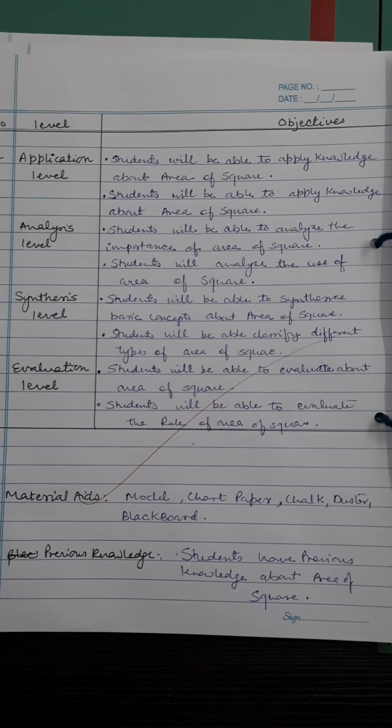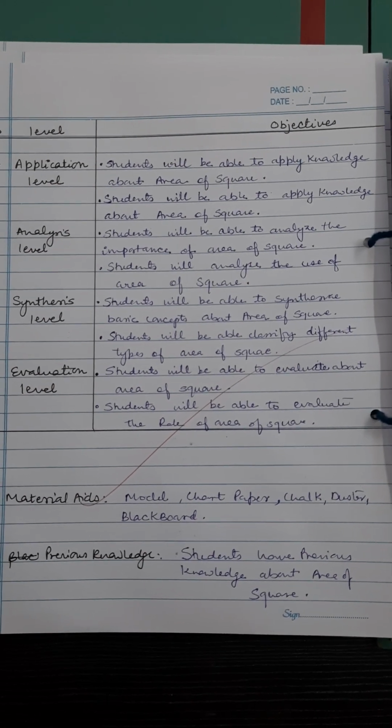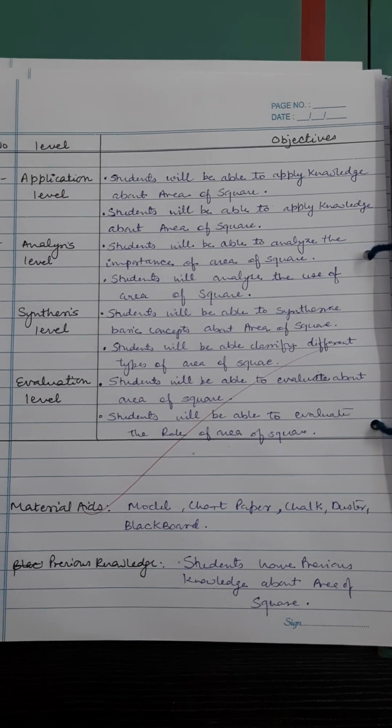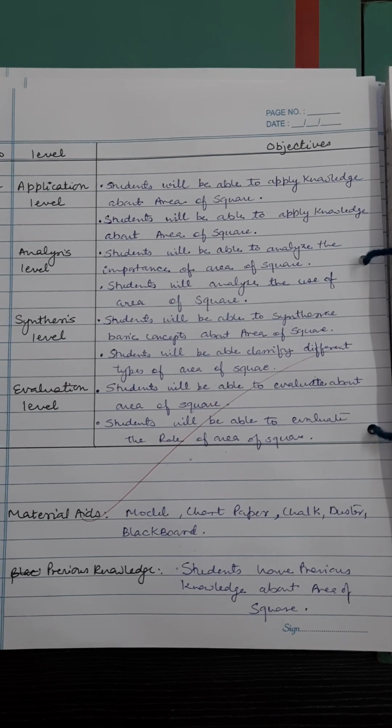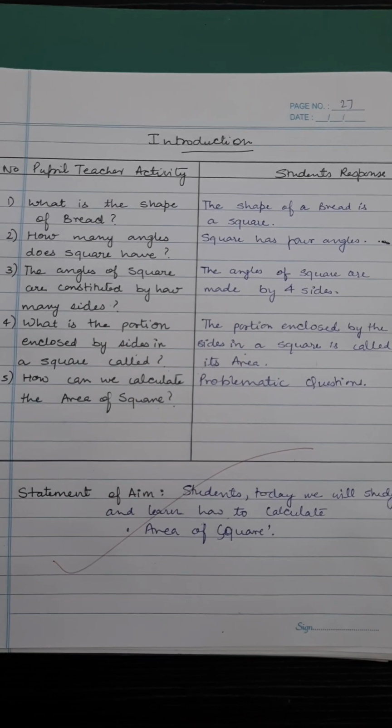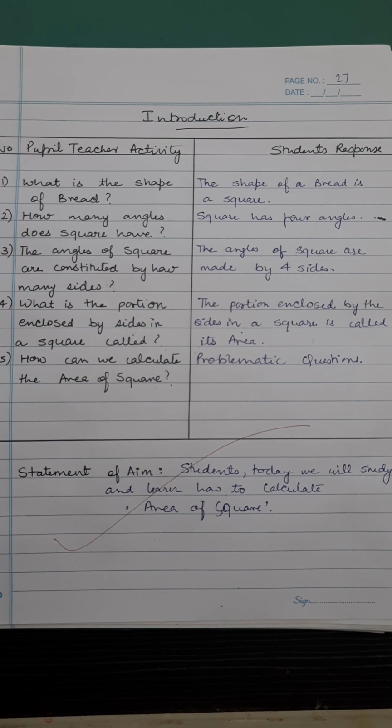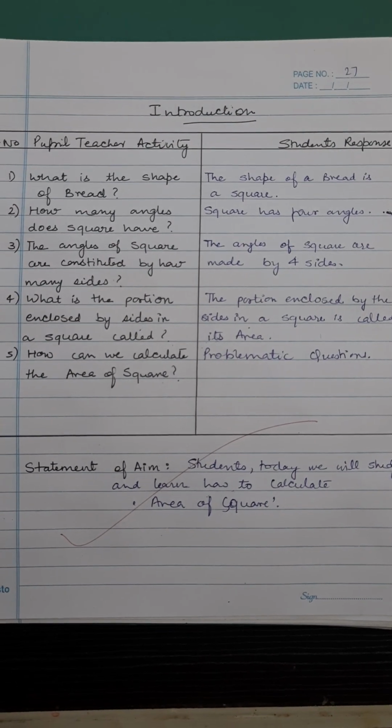Then material aid. Material aid is model, chart paper, chalk, duster and blackboard. Previous knowledge: students have basic knowledge about area of square. Now you have to write introductory questions. The questions should be in zigzag manner.